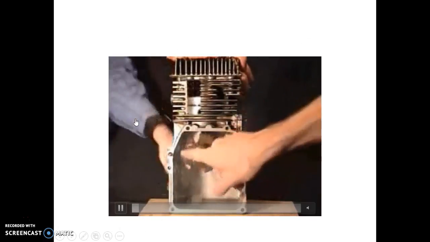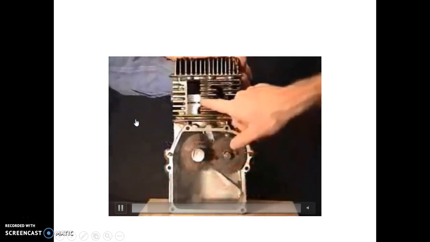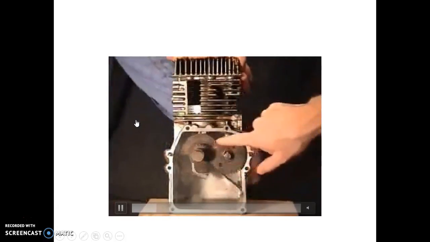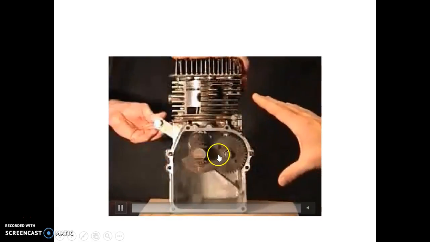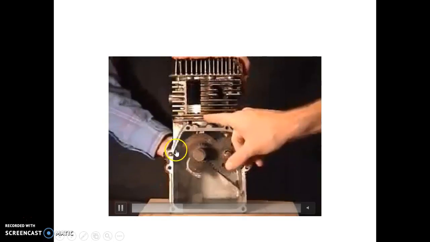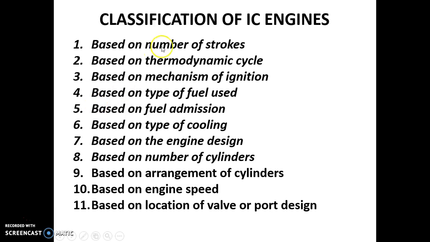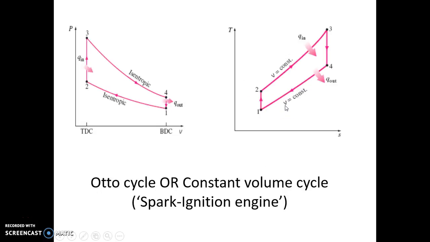This is the working of an IC engine. The IC engine has 4 strokes. Here you can see the movement of the piston, and this is the crankcase. These are different classifications of the IC engine. The IC engine works on the Otto cycle.